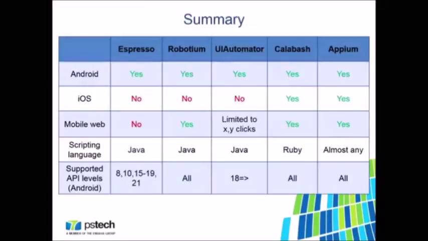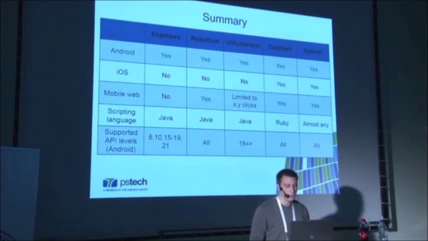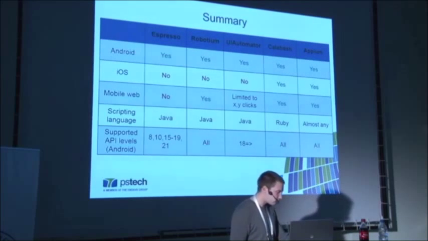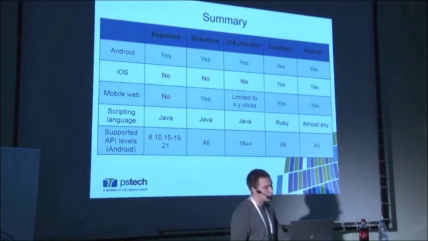So to summarize about these frameworks, you can see that all 5 test frameworks have support for Android. For iOS, you only use Calabash and Appium. For mobile web, Espresso doesn't support it at all. UI Automator can support it only if you specifically set X and Y coordinates and clicks. Scripting language is Java for Espresso, Robotium, and UI Automator, Ruby for Calabash, and for Appium almost any. And this is the supported API levels, for Android only.